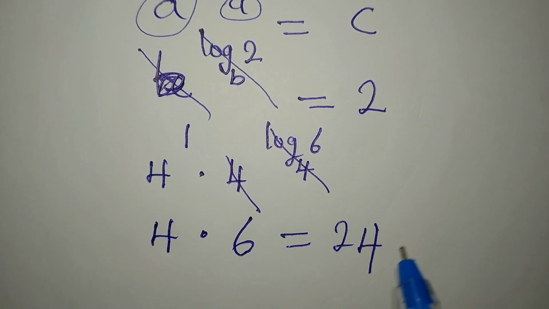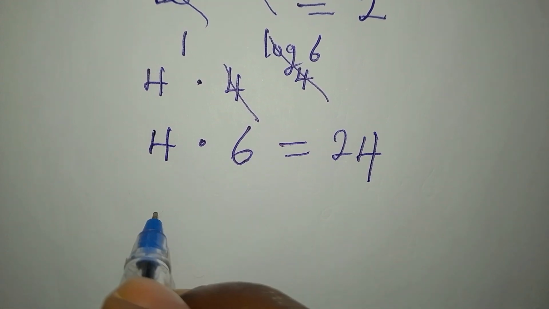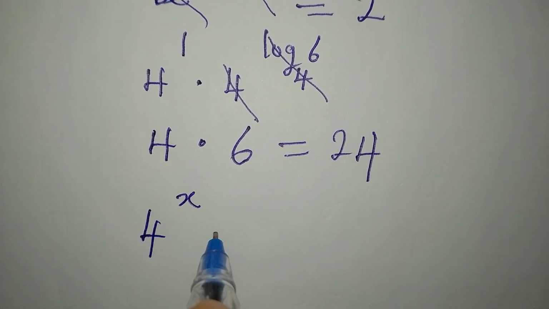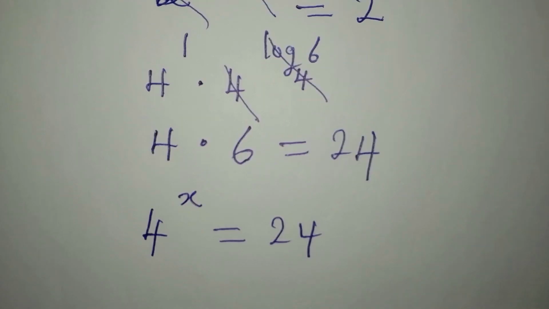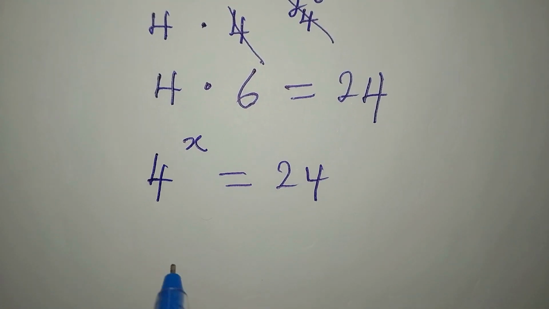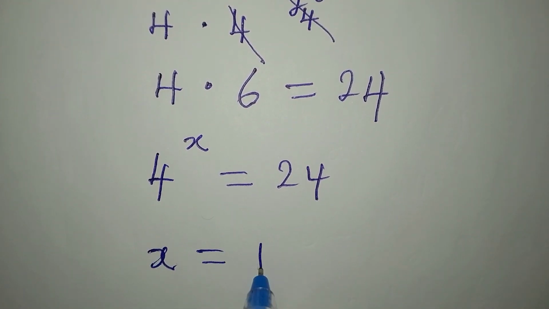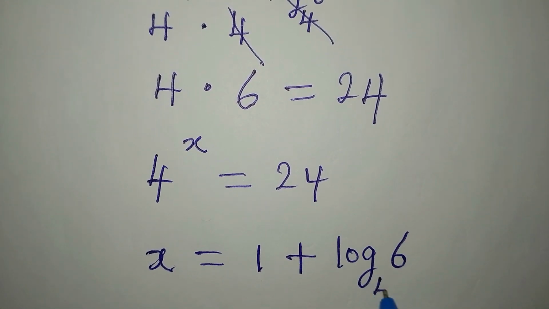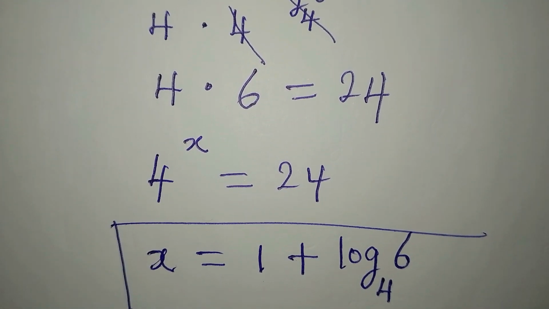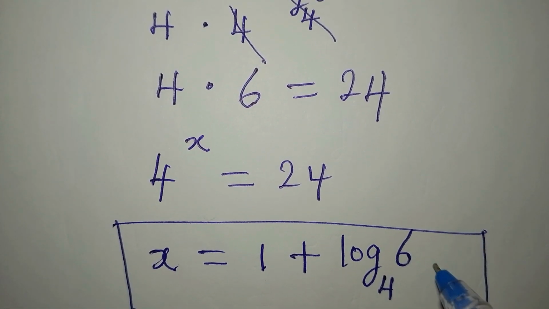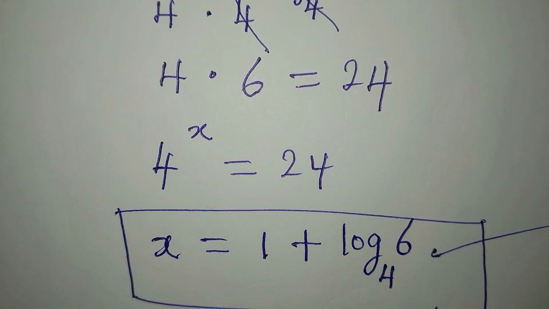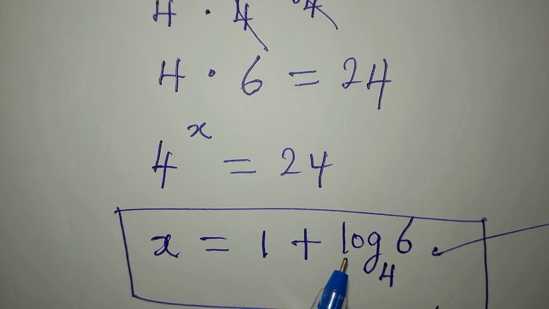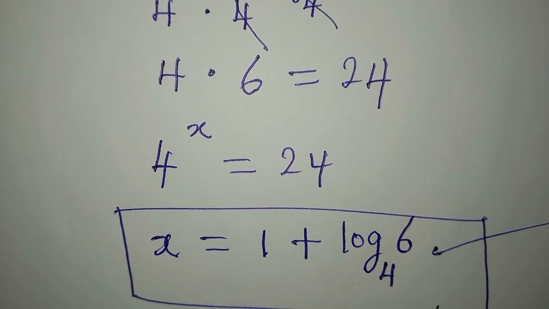Right? And if you can recall, the equation is 4 to the power of x equals 24. And the value of x that we are having is x equals 1 plus log 6 to the base of 4. So it means that this solution satisfies the equation. But if you want to have this answer in decimal form, it is okay. If you press your log of 6 to the base 4 and then whatever you have, add to 1, it will give you your answer in decimal form.